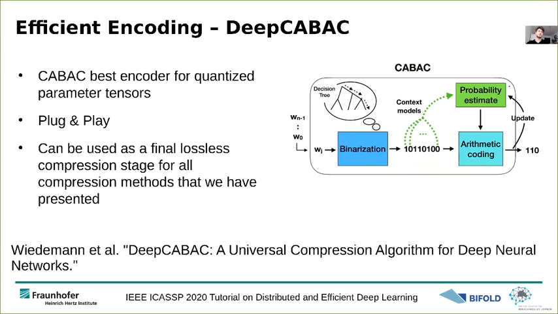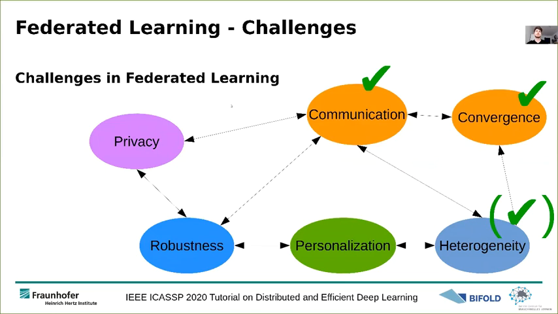Maybe also a short comment on the efficient coding. I know that Wojciech already talked a lot about this in the first part of the tutorial. In our group, we also came up with the DeepCABAC algorithm, which is essentially the best encoder for quantized parameter tensors. It comes from video coding, works very well, and we also applied it to federated learning, and it performs quite decently. So after this first part, maybe let's have a short break.